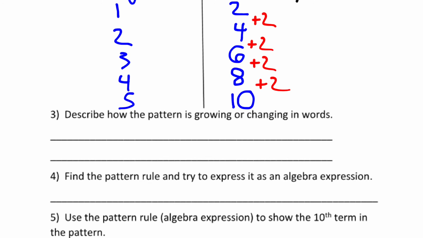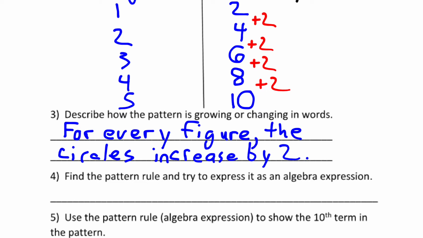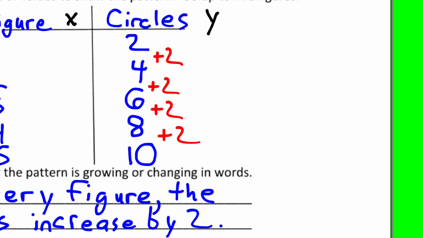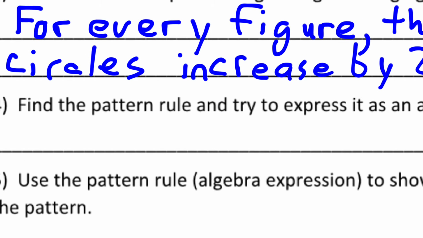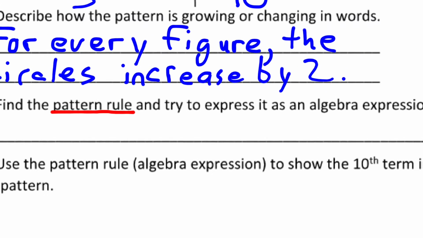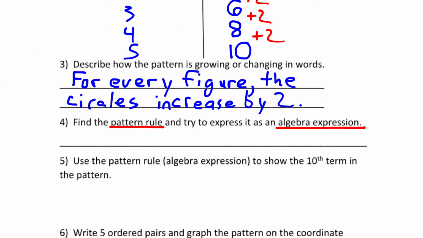So we can say something like this: for every figure, the circles increase by 2. Period. That's how the pattern is growing or changing. But the thing we're really interested in is something called the pattern rule, or, using the language of algebra, I like calling it the algebra expression. So that's what we're interested in.